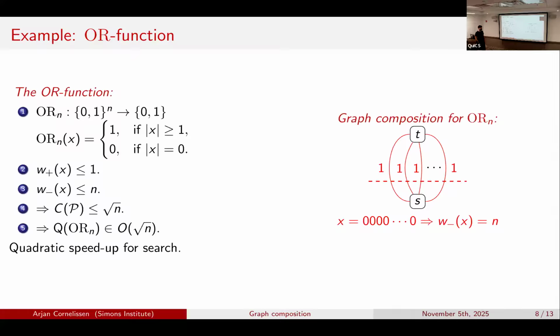Any more questions? This is known to be optimal, but it's not clear from this picture. The lower bound proof goes through something completely different. All right, so that's the OR function.